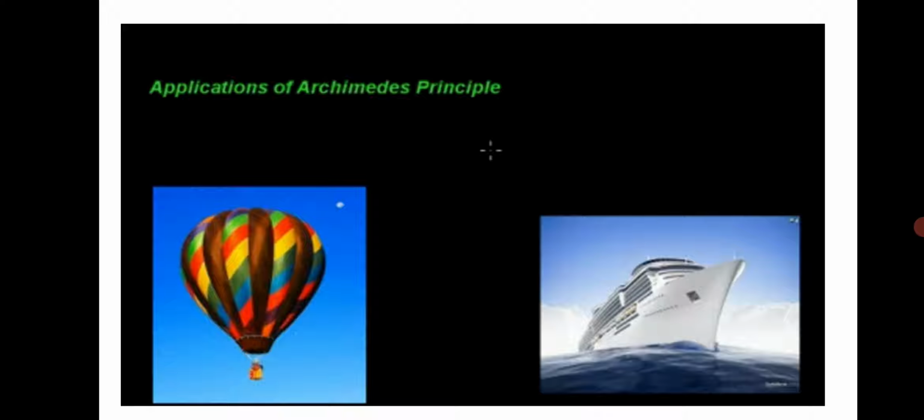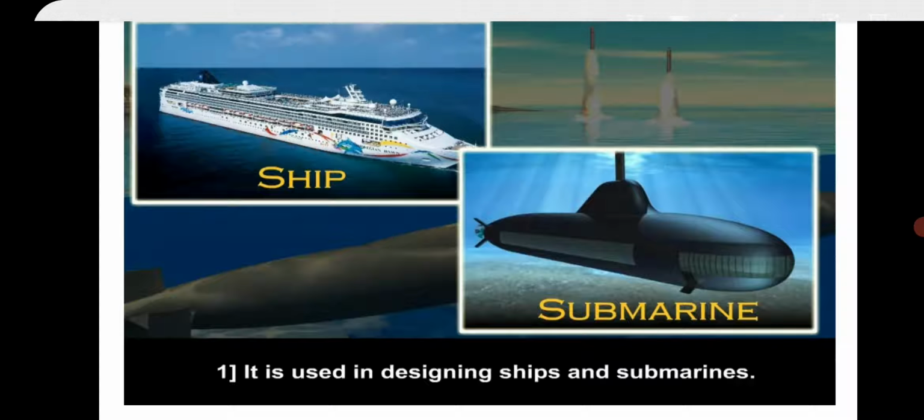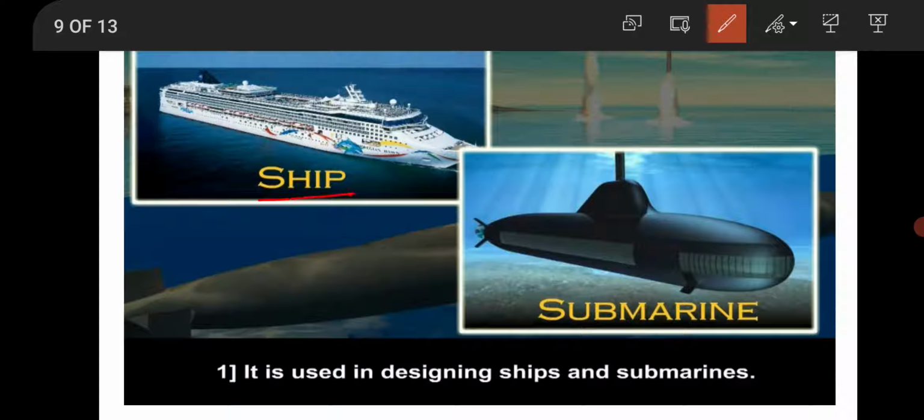Now applications of Archimedes principle. See, it is used in hot air balloons, it is used in making ships and submarines. In this diagram you can see it is used in designing the ships and submarines. How? उसका शेप इस तरह से बनाया जाता है. Its shape is given in such a way that the lower shape is such that the amount of water displaced will be maximum.